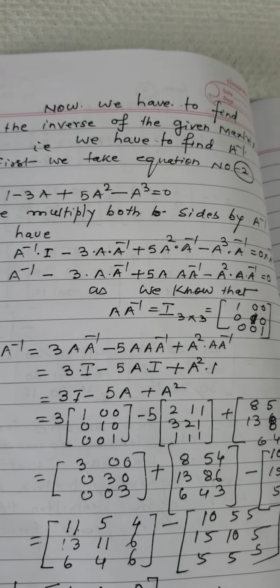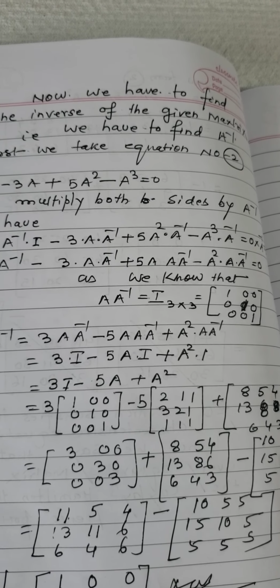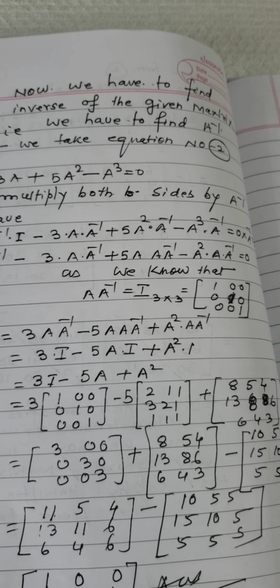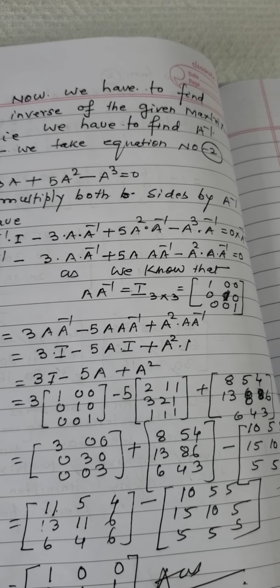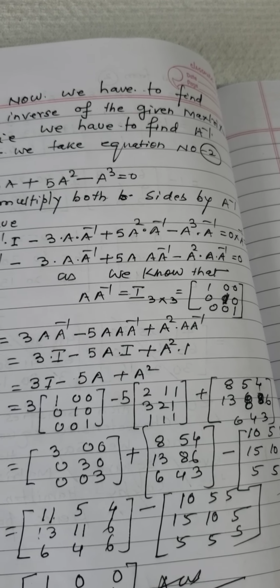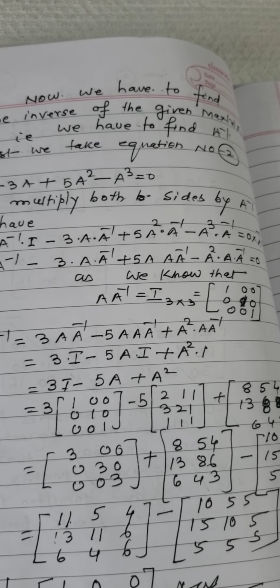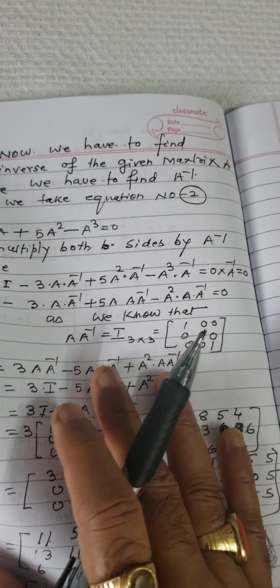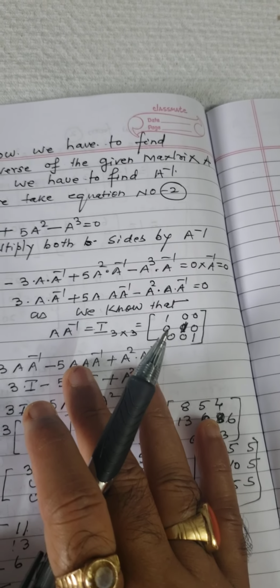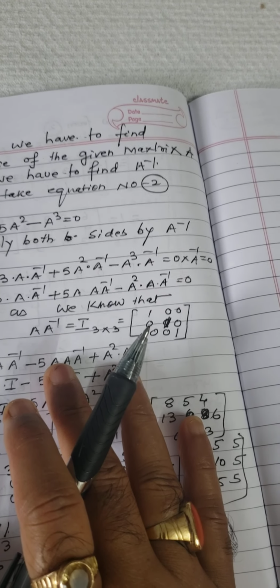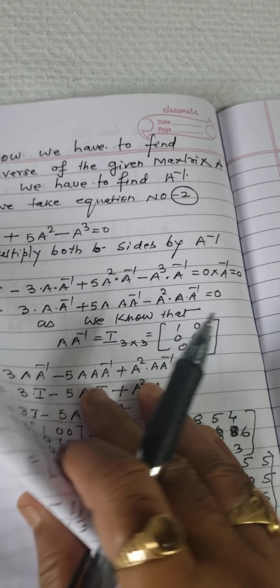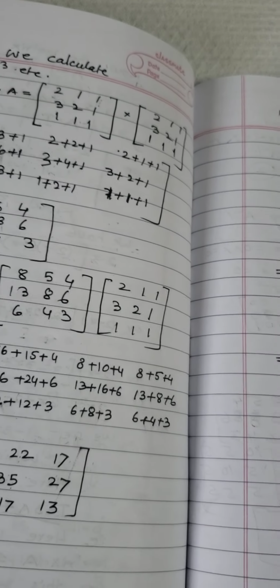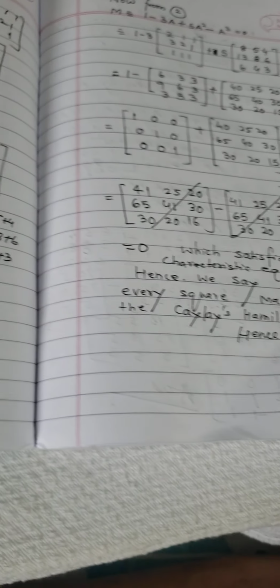Simply at your home you may practice how you can satisfy the Cayley-Hamilton theorem. Simply take a square matrix of order 2, order 3, or order 4, 4 rows and 4 columns, and perform as in this video, and you can satisfy the Cayley-Hamilton theorem.